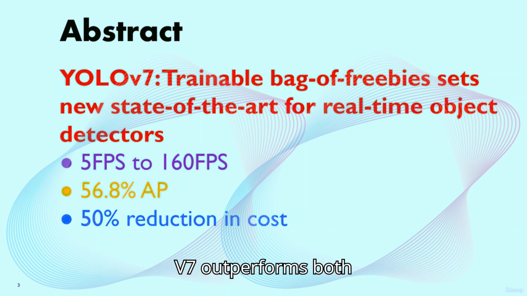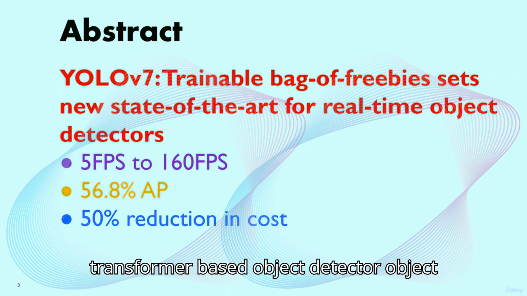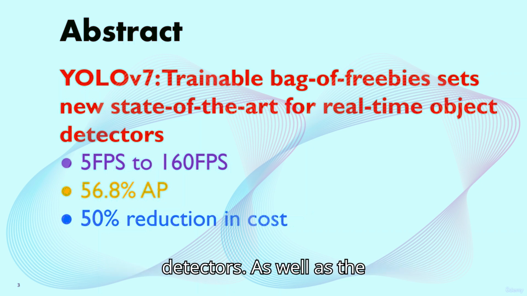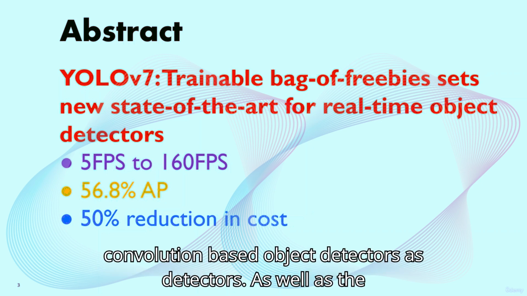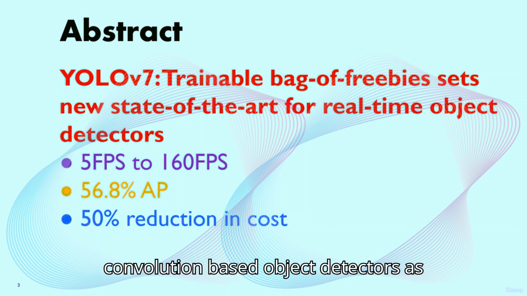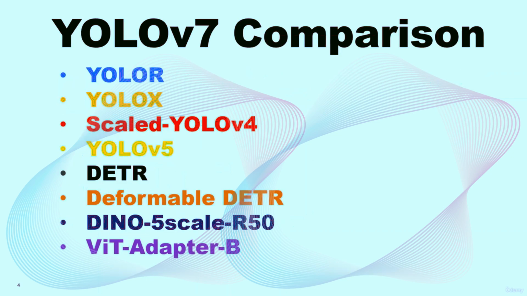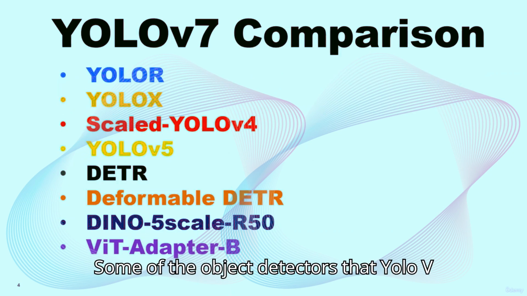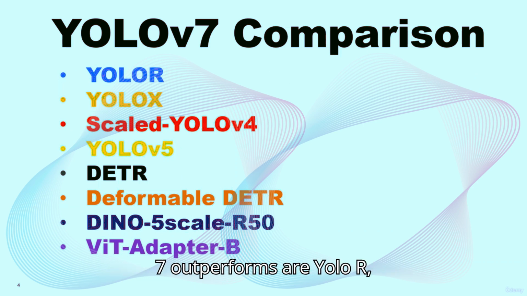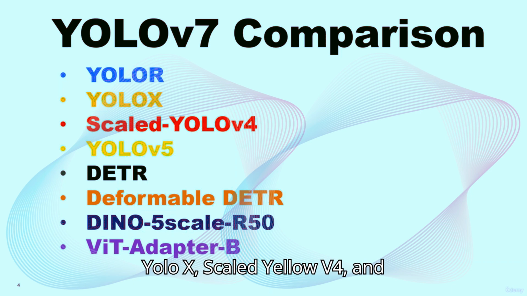YOLOv7 outperforms both transformer-based object detectors as well as convolution-based object detectors. Some of the object detectors that YOLOv7 outperforms are YOLOR, YOLOX, Scaled-YOLOv4, and etc.